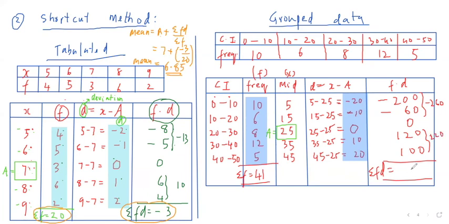So that's negative 40. Just to give you the same calculations, all right? So mean is assumed plus sigma FD by sigma F. And that is minus 40 by 41. And that, of course, would give you 24, 1 by 41, which is the same as we got in our previous method. So you see that the numbers here are easier to deal with, right?